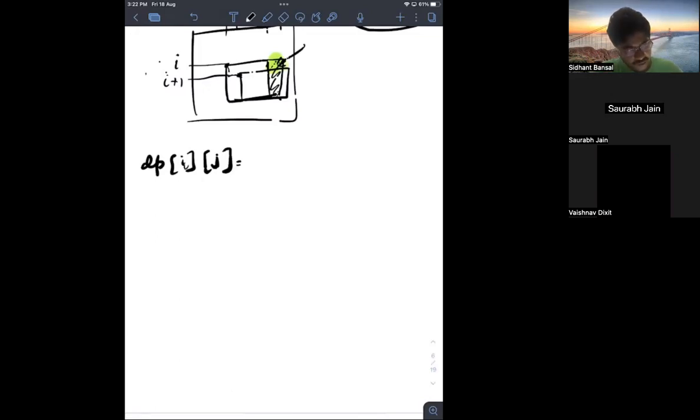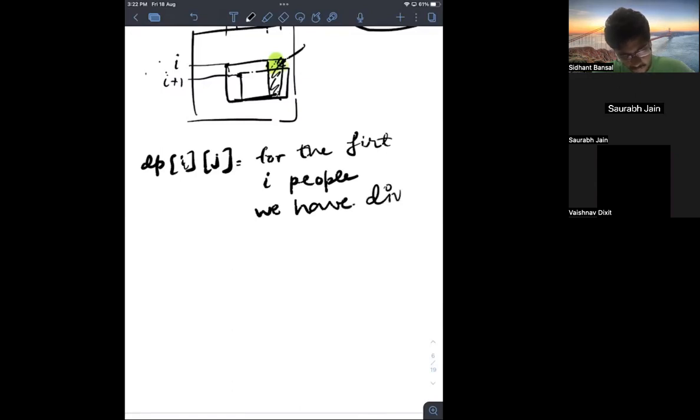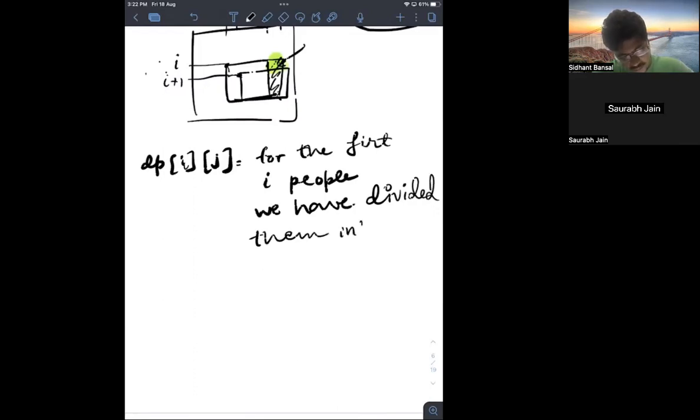Let's say in our definition DPIJ will stand for the first I people. We have divided them into j gondolas, and what is the minimum cost of that? That is what DPIJ is trying to define.